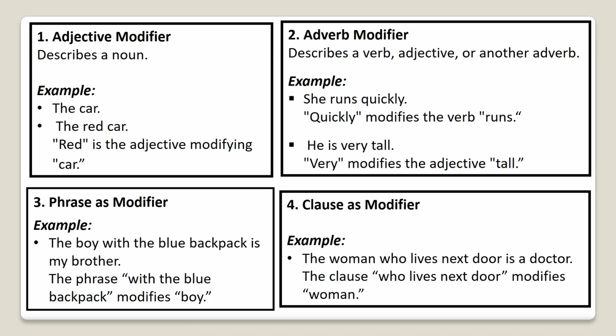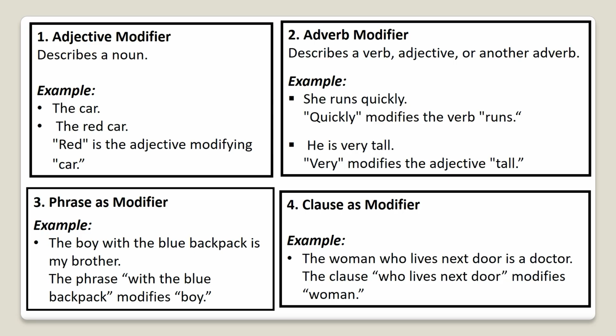Another sentence: he is very tall. Very modifies the adjective tall. That may be tall, but very tall means more than tall. So this is an adverb modifier. Here the word very is modifying the adjective tall, so it is a modifying adverb. In this way we can understand adverb modifiers, which can describe a verb, an adjective or another adverb. Now it is clear? Very good.